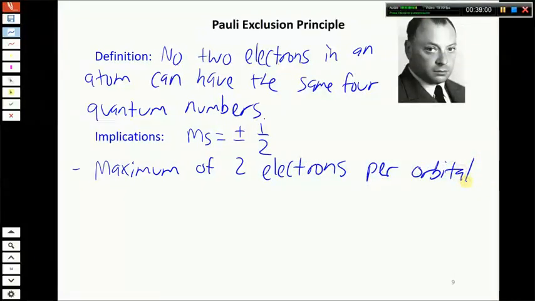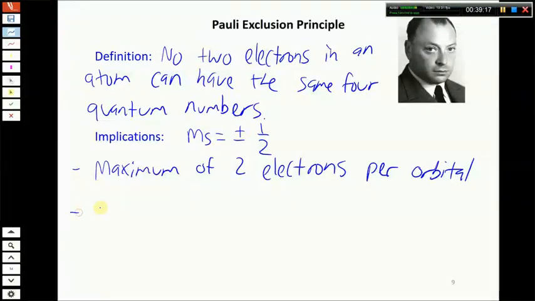Because if you wanted to put more than 2 electrons into an orbital, you'd have to duplicate one of these m sub s values, and then you'd have the same set of n, l, m sub l, m sub s repeating themselves, which you can't do. Okay? So Pauli exclusion principle dictates that only 2 electrons at most can go into a single orbital.